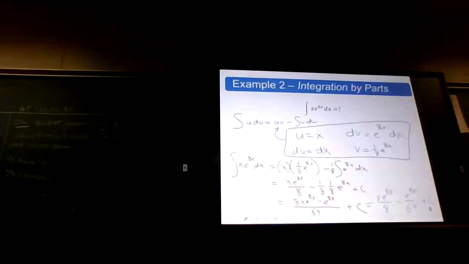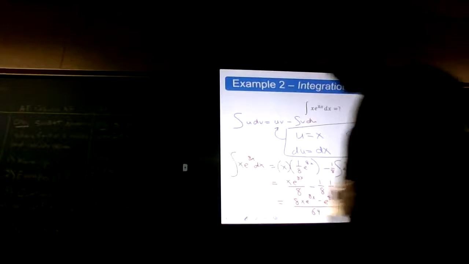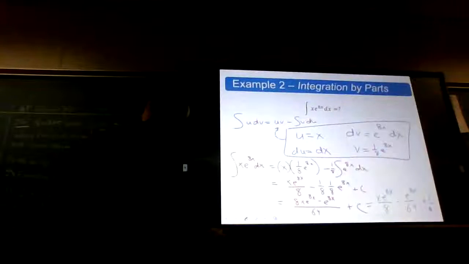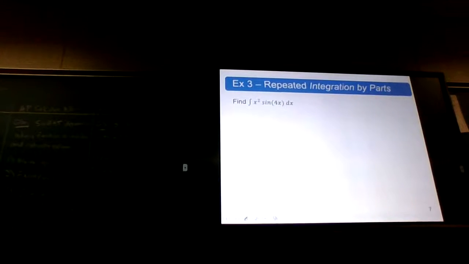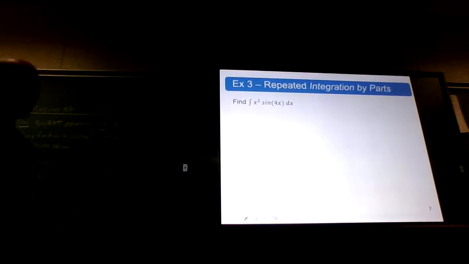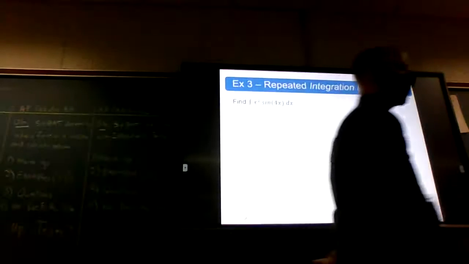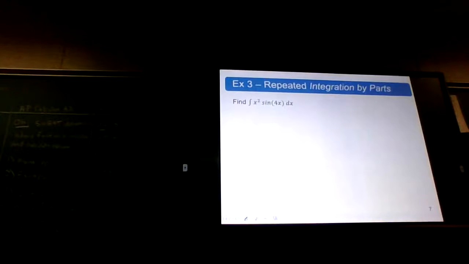Good? Okay. All right, let's do one more. Last one is a little bit harder. If you look at the headlines, you can tell why it's harder. This will be a repeated integration by parts. Now, before I do this example, and if you want to work ahead of me, you can, I just want to tell you two things.